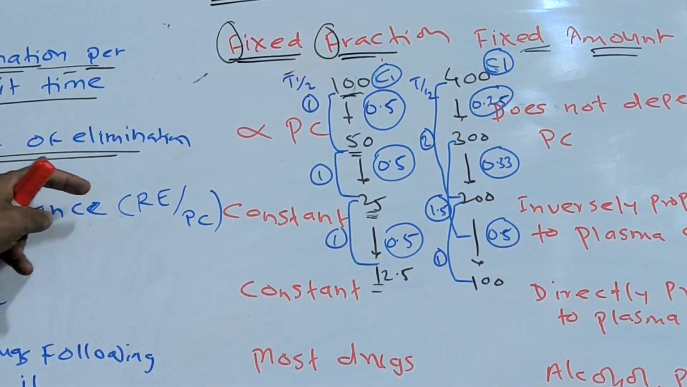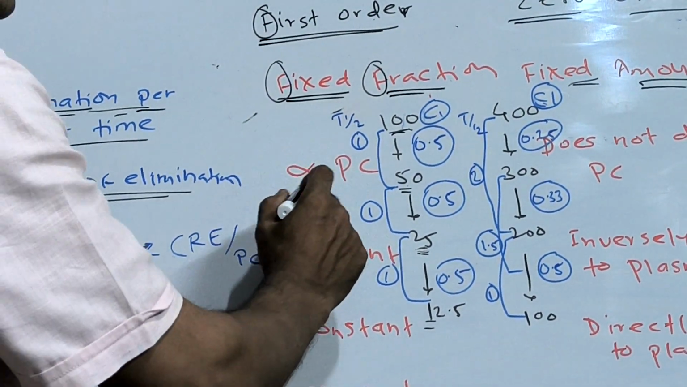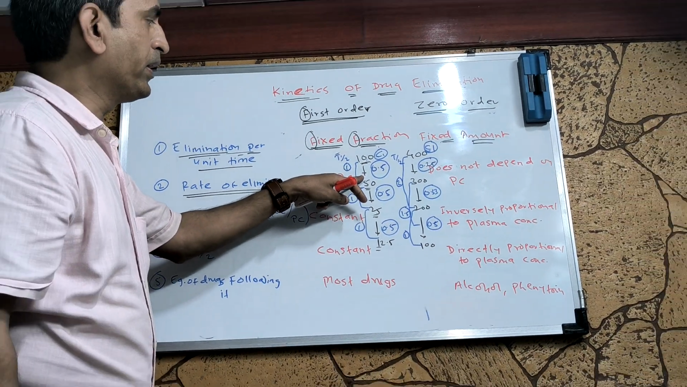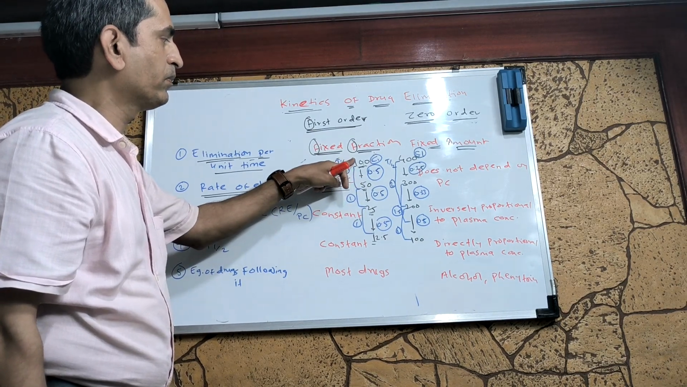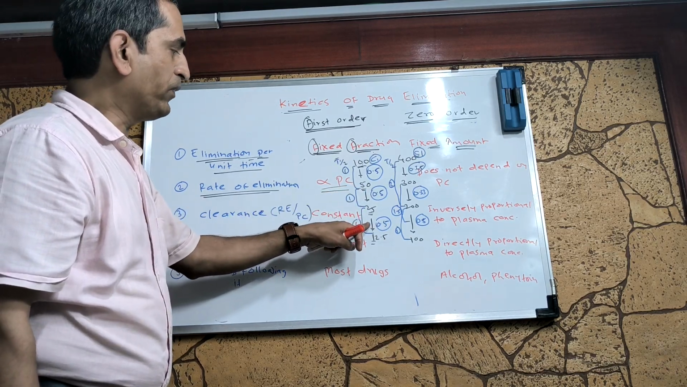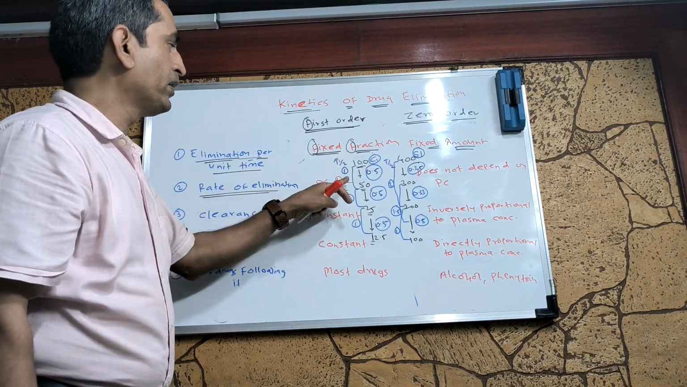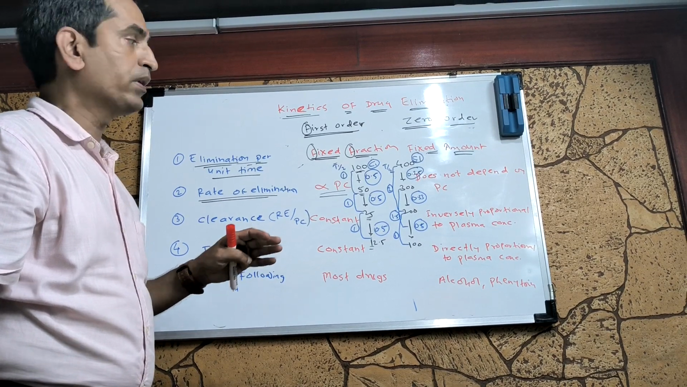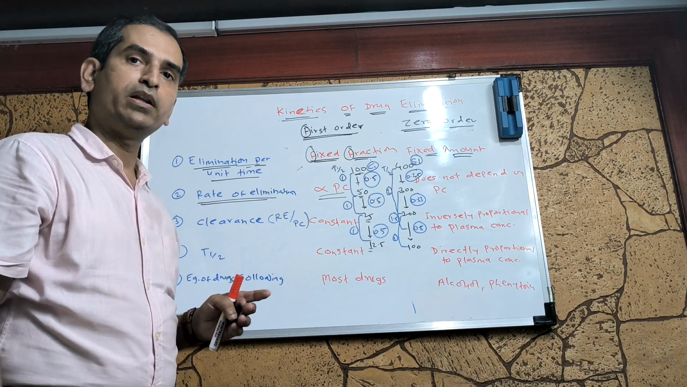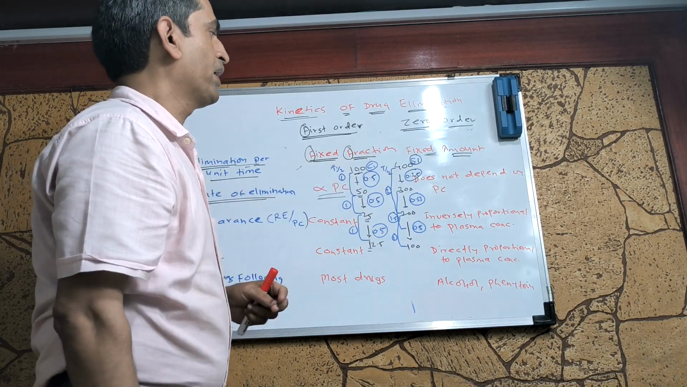Now what it suggests is that in first order kinetics, the rate of elimination is directly proportional to plasma concentration. What does it mean? When 50 is getting eliminated, the concentration is 100. When 25 is getting eliminated, the concentration is 50. When 12.5 is getting eliminated, the concentration is 25. That means the rate of elimination is directly proportional to plasma concentration. If plasma concentration is more, more amount of the drug will get eliminated if the drug is following first order kinetics. What happens in zero order kinetics?